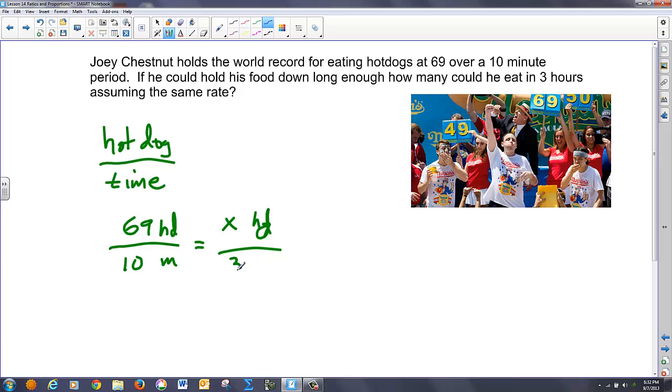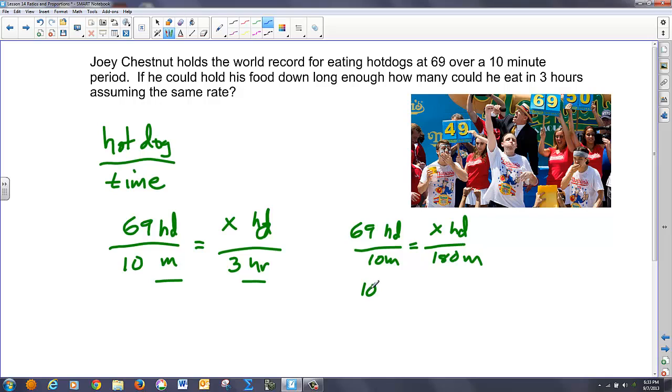Now the problem is, if I put 3 hours right here, my units are off. I have hot dogs on top, and I have minutes and hours on the bottom. So I'm going to have to change this so everything is in the same unit. So let's do that over here. We have 69 hot dogs in 10 minutes. And I know in an hour there's 60 minutes, and I have 3 hours. So that's 180 minutes.